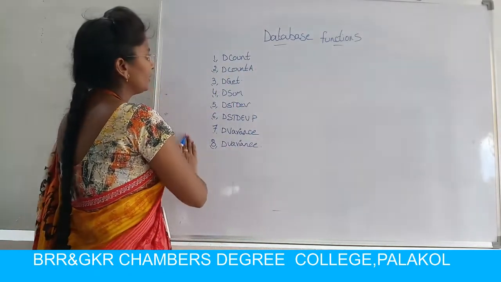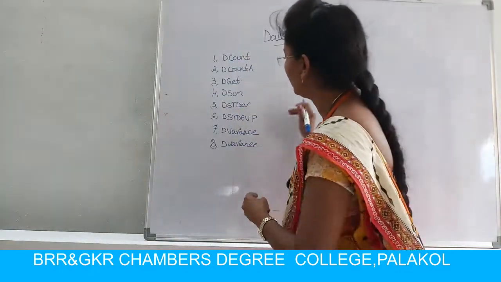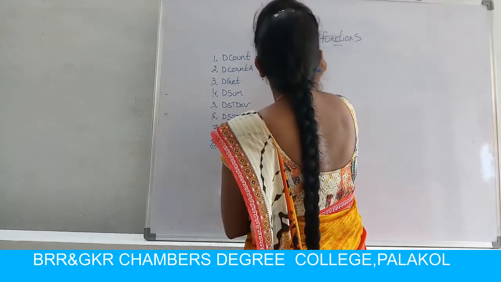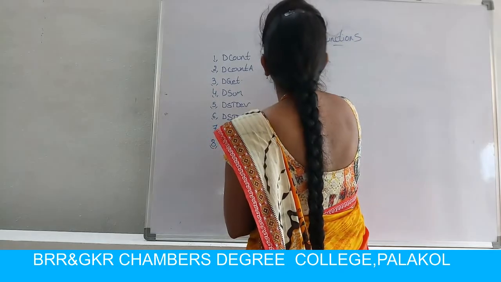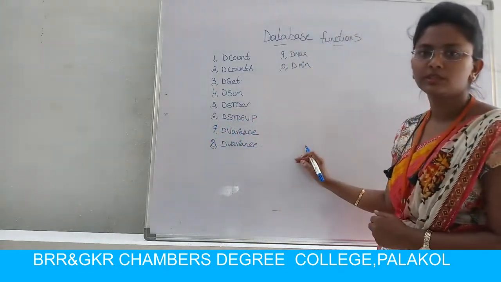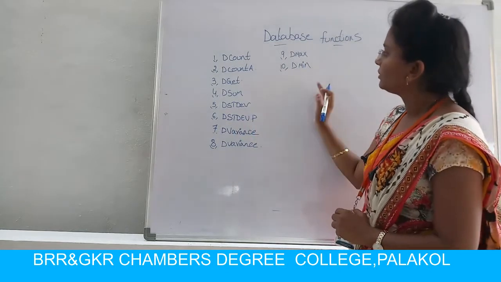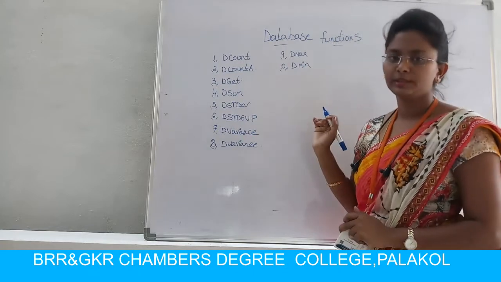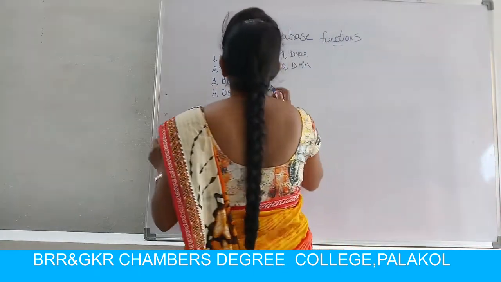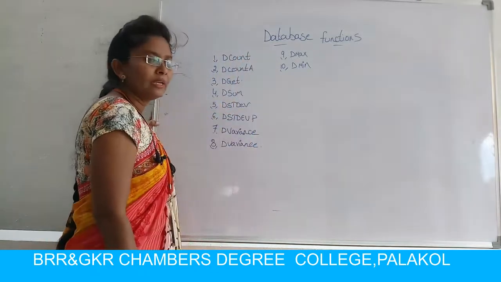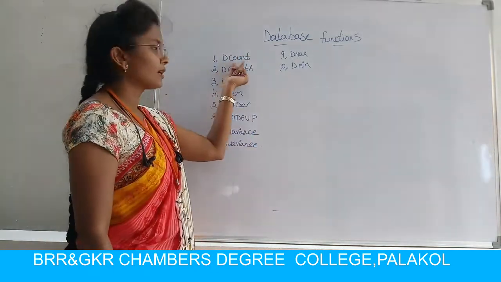These are the functions, and one more function is also available here, that is maximum and minimum functions, and these are the functions available in the Excel sheet. For the D function, that means database count, it will calculate the count.